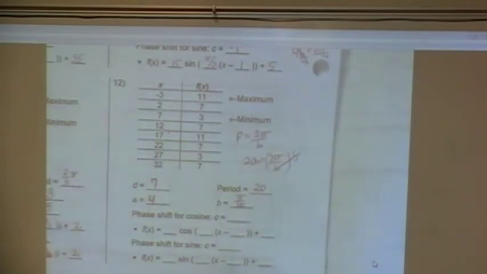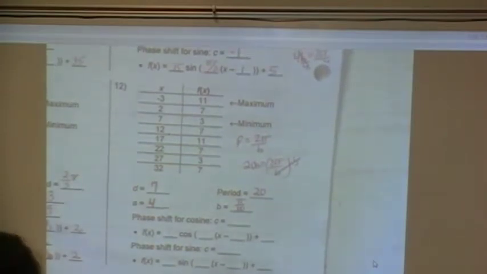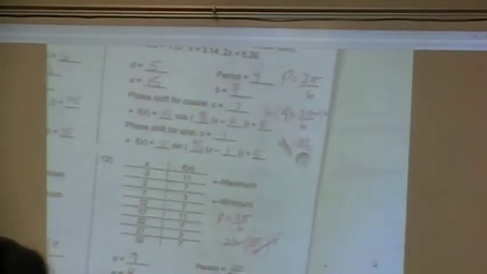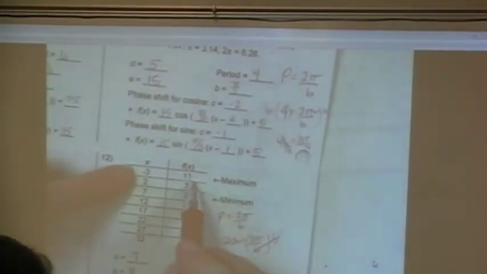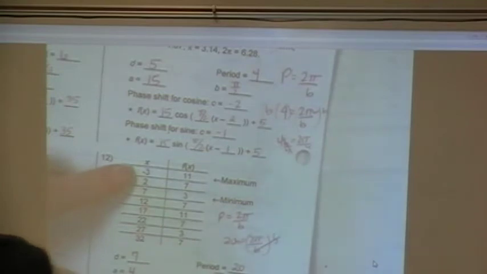Alright, I need a cosine shift. Looking for the first peak. Well, that's easy enough because it's right there at the beginning. So it's -3 though, which means in my formula it's got to be +3.